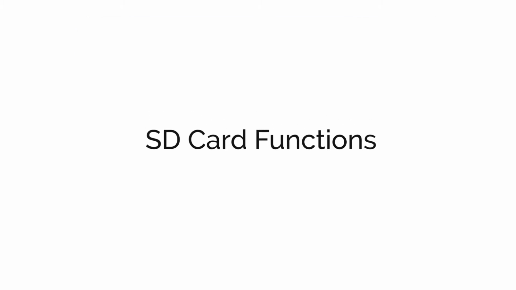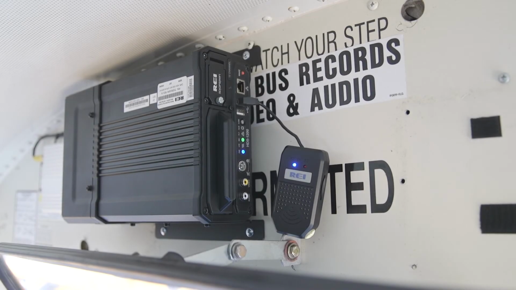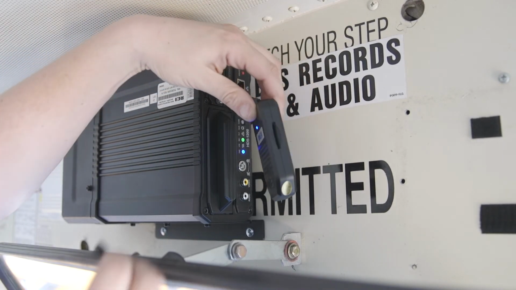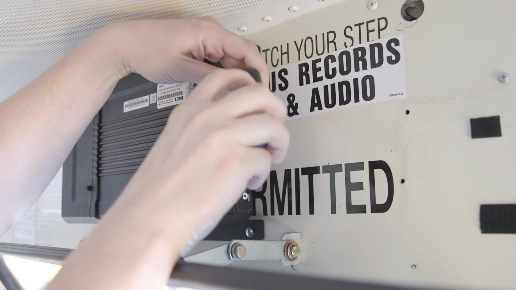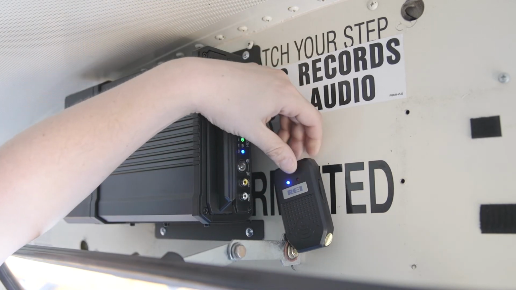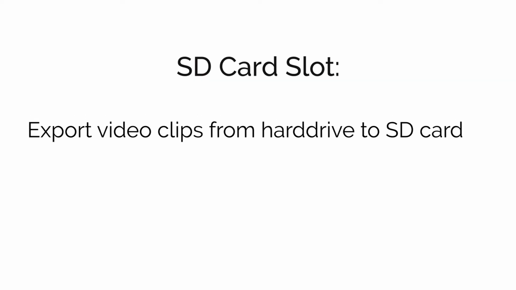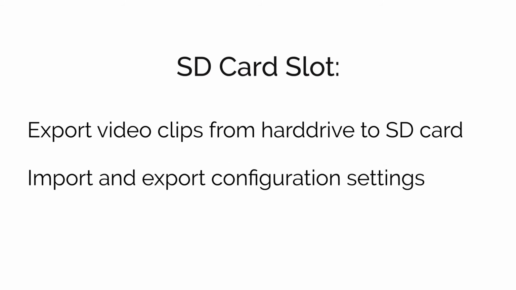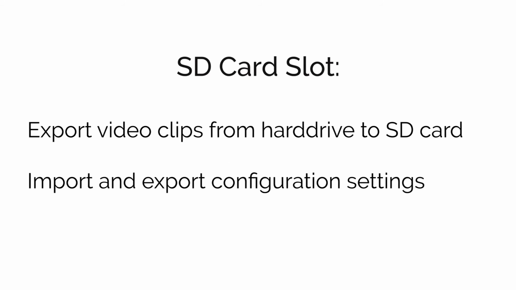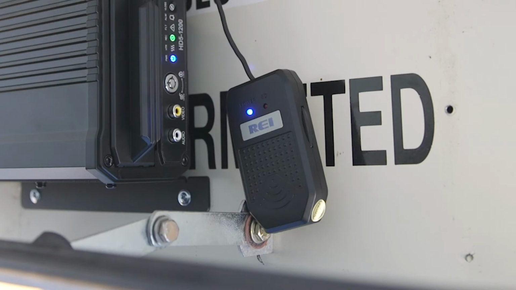SD card functions. On the side of your dongle is a slot for an SD card. The red lamp indicates an SD card has been successfully loaded and is operational. The SD card slot allows users to export video clips from the hard drive to an SD card and import and export configuration settings after they are saved. These features will be covered later in this video.